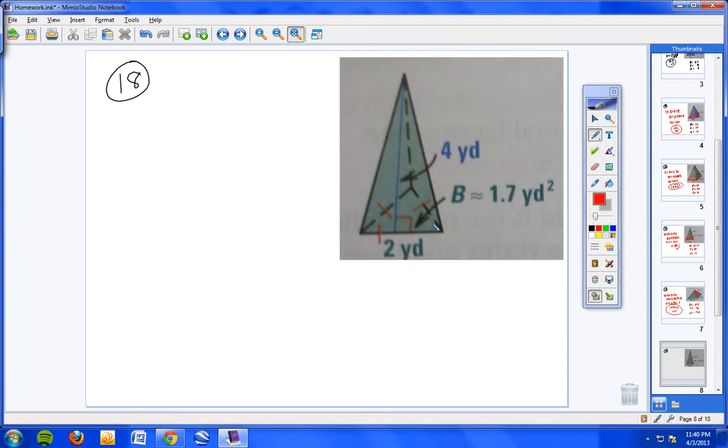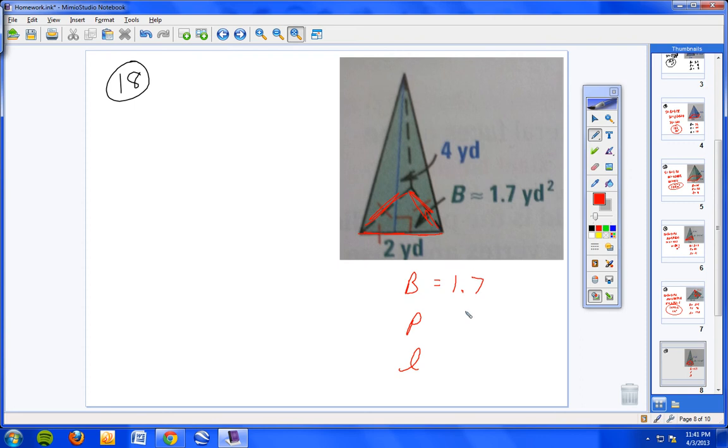Moving on to number 18, we're going to find the surface area of this pyramid. So we know we have to find B, P, and L. I think they basically give it all to us here, guys. The area of the base is 1.7, they give it to us. Notice we have a triangle for the base, with a side of 2, a side of 2, and a side of 2.